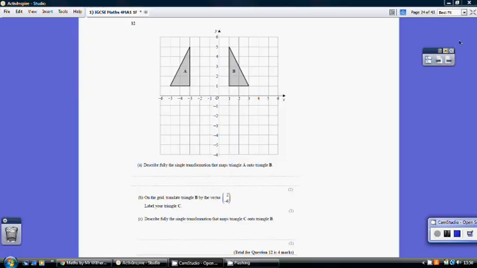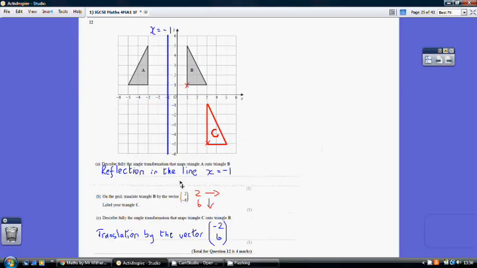Question 12. So we've got to describe the single transformation that maps A onto B. Well, this is a reflection, and it's a reflection if you put a line in here straight down the middle between the two shapes, so sort of 2 squares in from both.